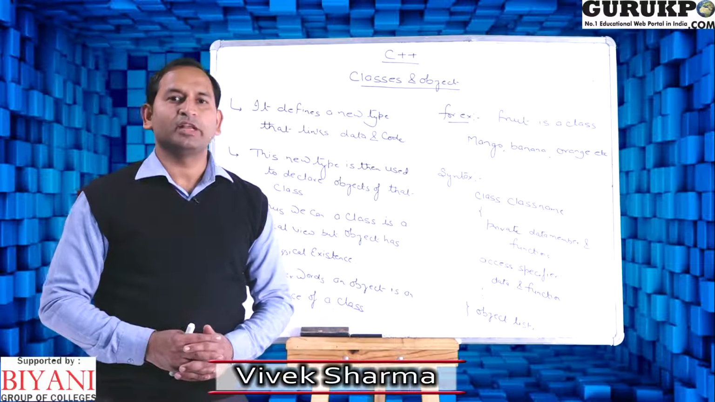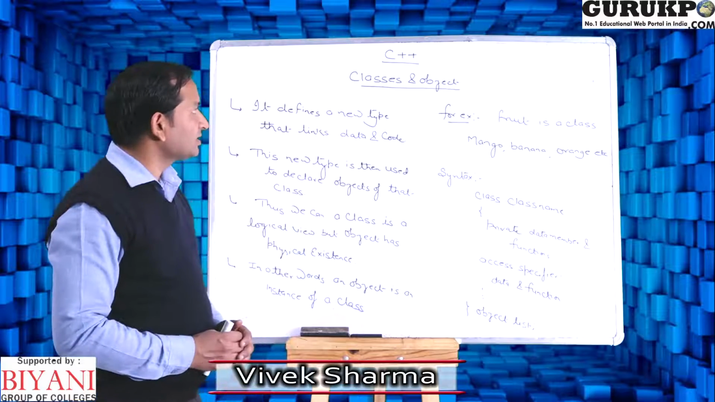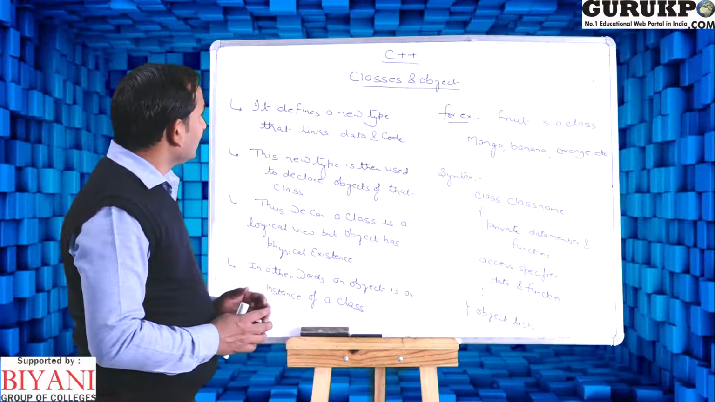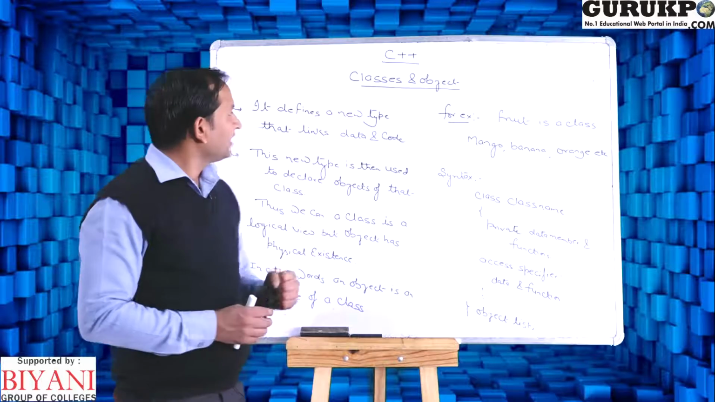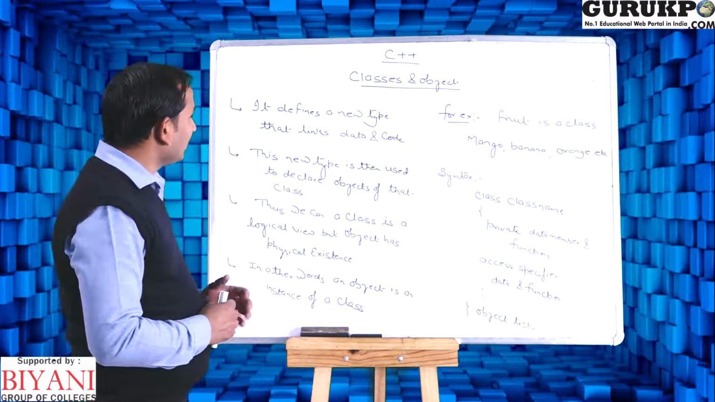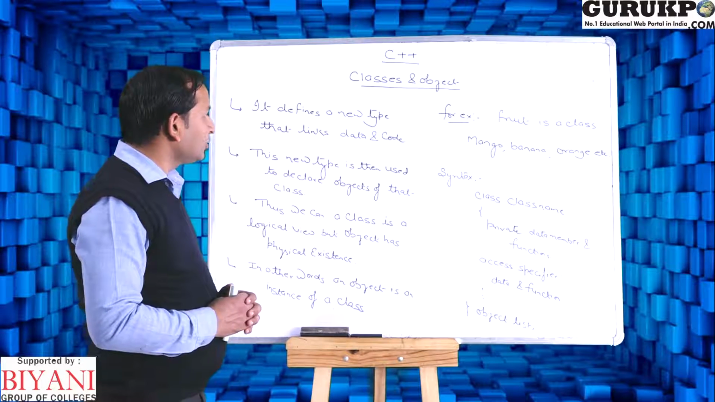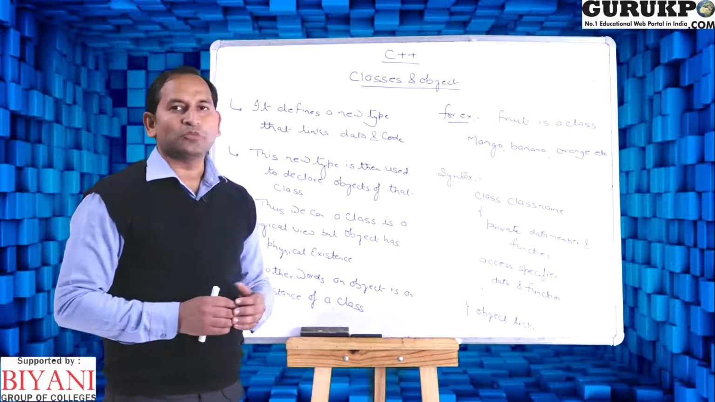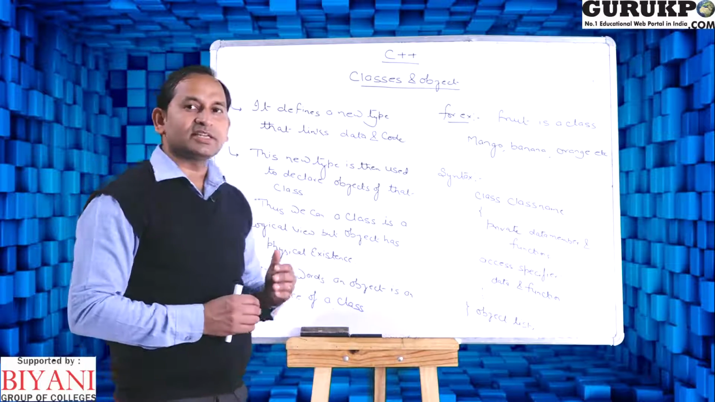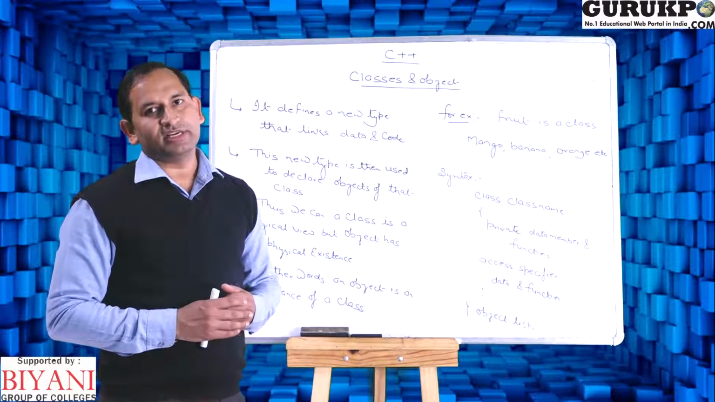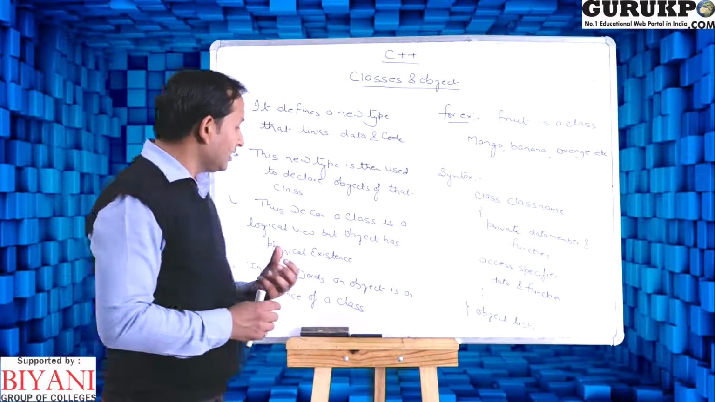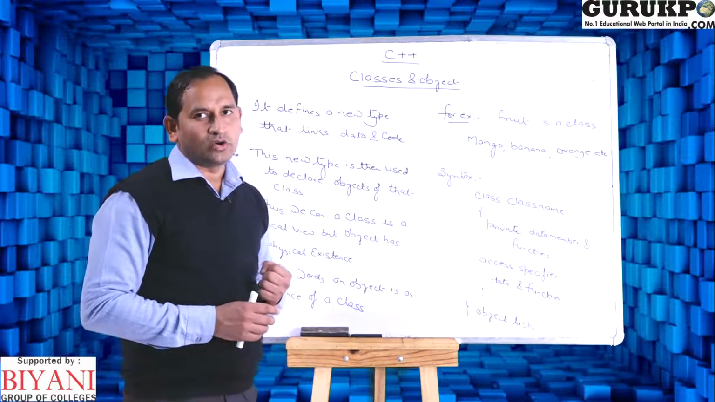Today I am here to deliver a lecture in C++ on the topic of classes and objects. A class declaration defines a new data type that links data and code. The second very important point regarding a class is that this new type is then used to declare objects of that particular class. Thus, we can say a class is a logical view and an object is a physical existence. In other words, an object is an instance of a class.